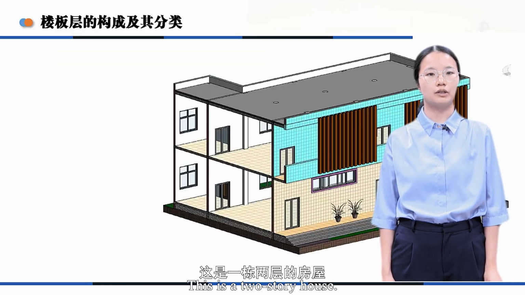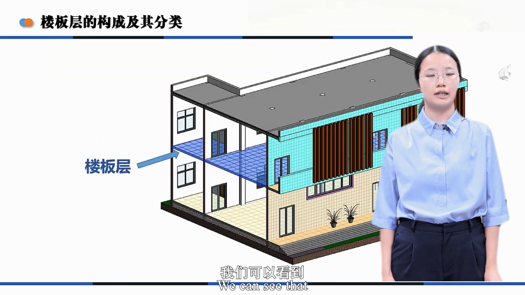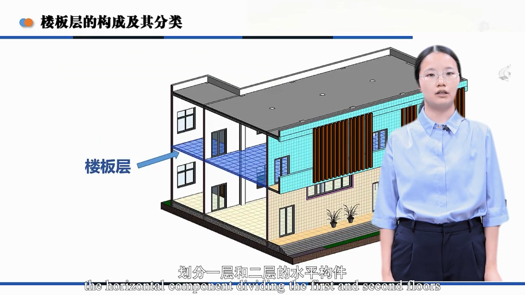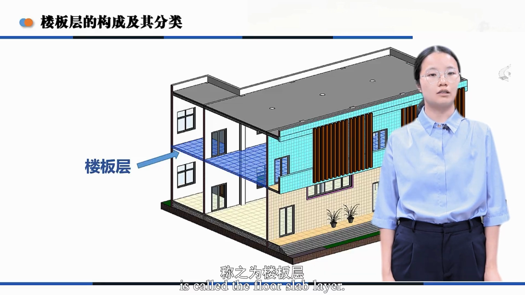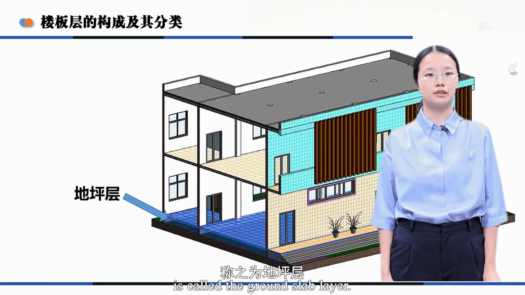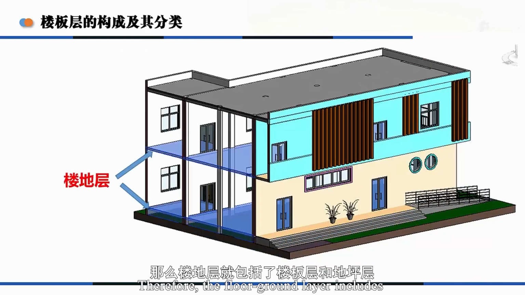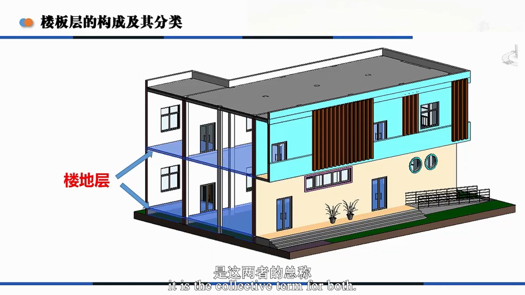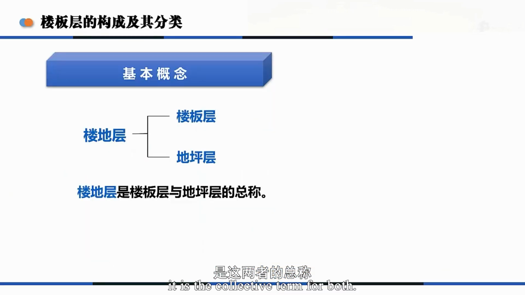This is a two-story house. We can see that the horizontal component dividing the first and second floors is called the floor slab layer. And in this house, the horizontal component that directly contacts the soil layer is called the ground slab layer. Therefore, the floor ground layer includes both the floor slab layer and the ground slab layer. It is the collective term for both.